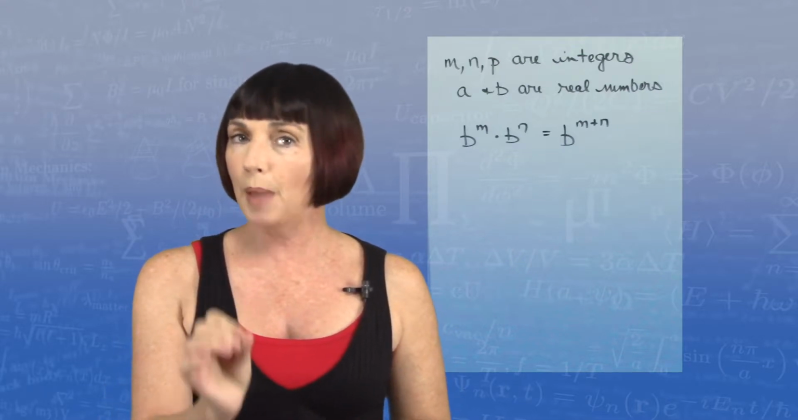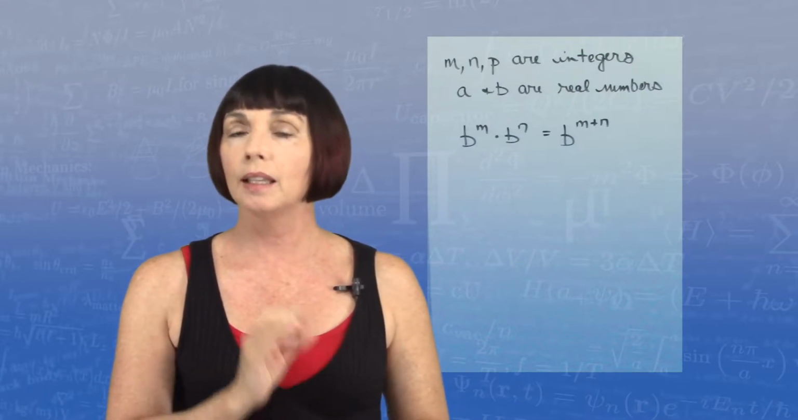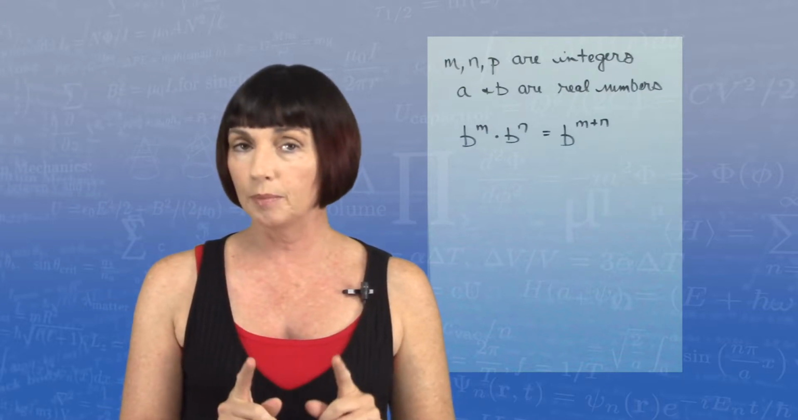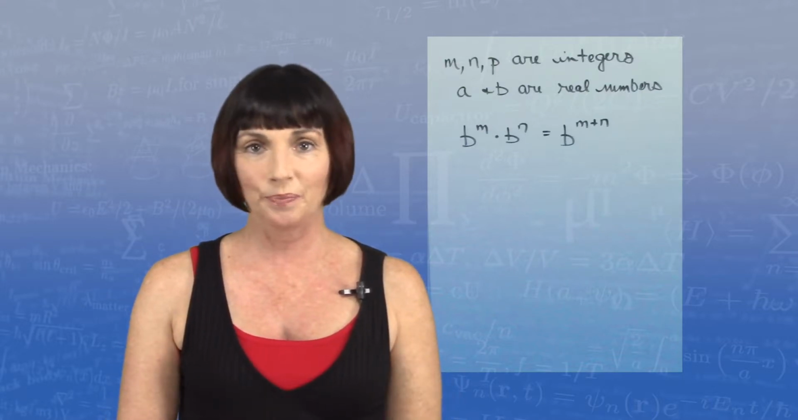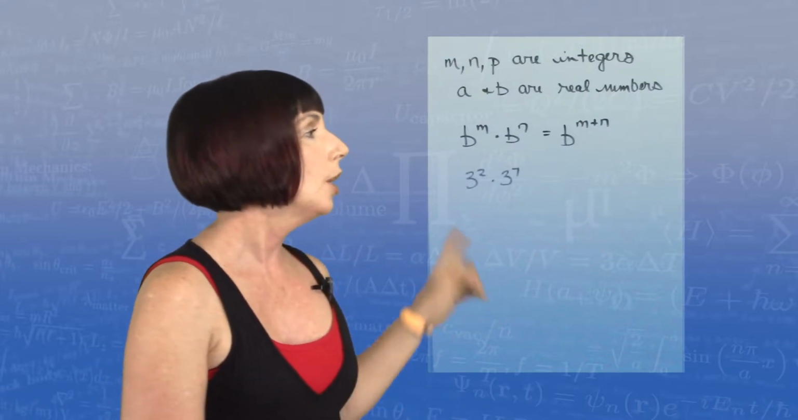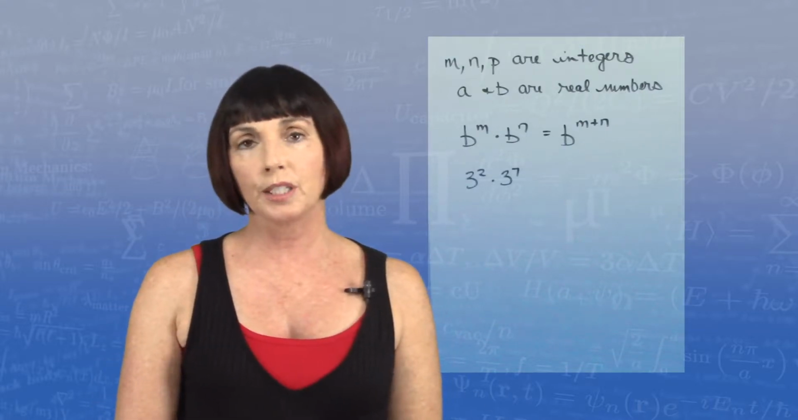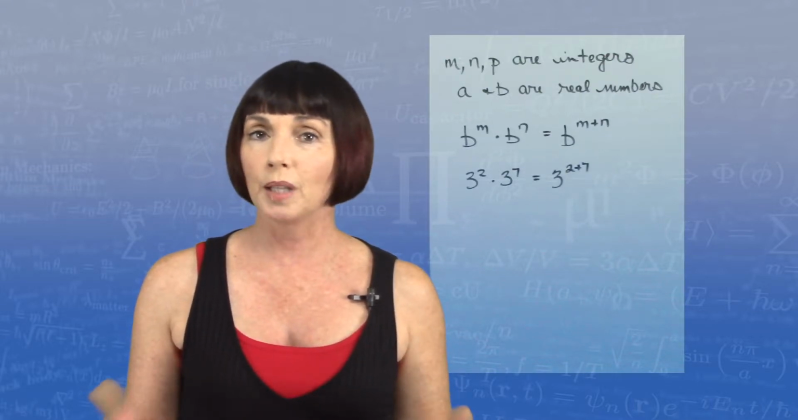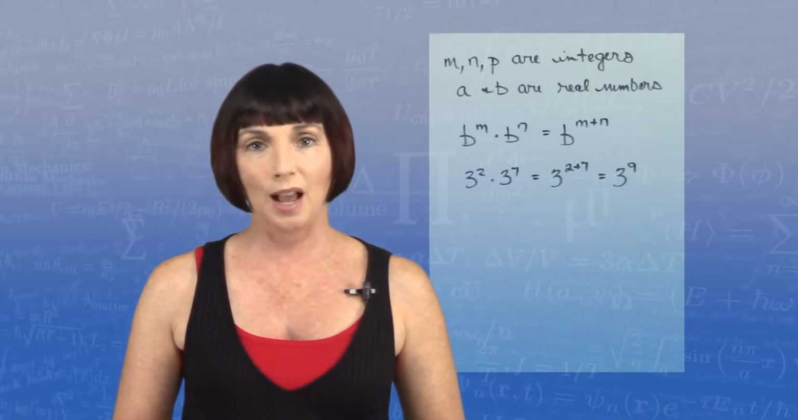Now note the base is the same. b, the base, the number we're raising to the power, is the same. So we can add up those exponents. So for example, 3 to the power of 2 times 3 to the power of 7 is equal to 3 to the power of 2 plus 7, or 3 to the power of 9.